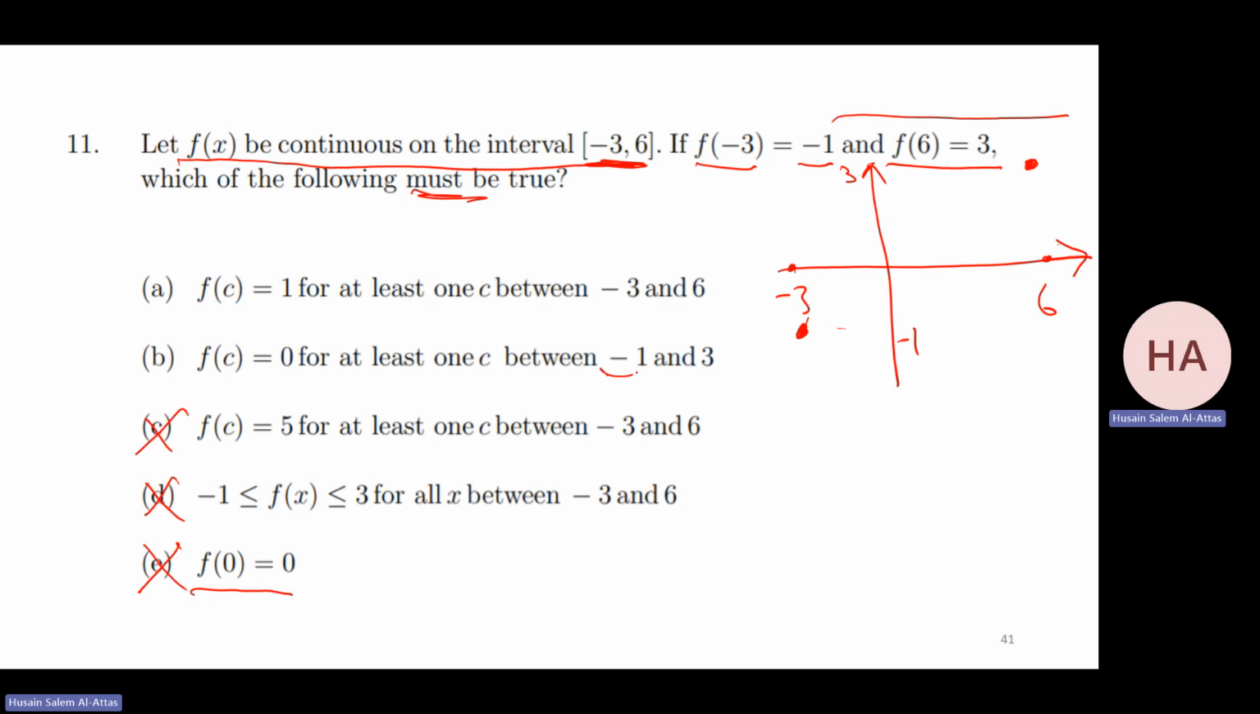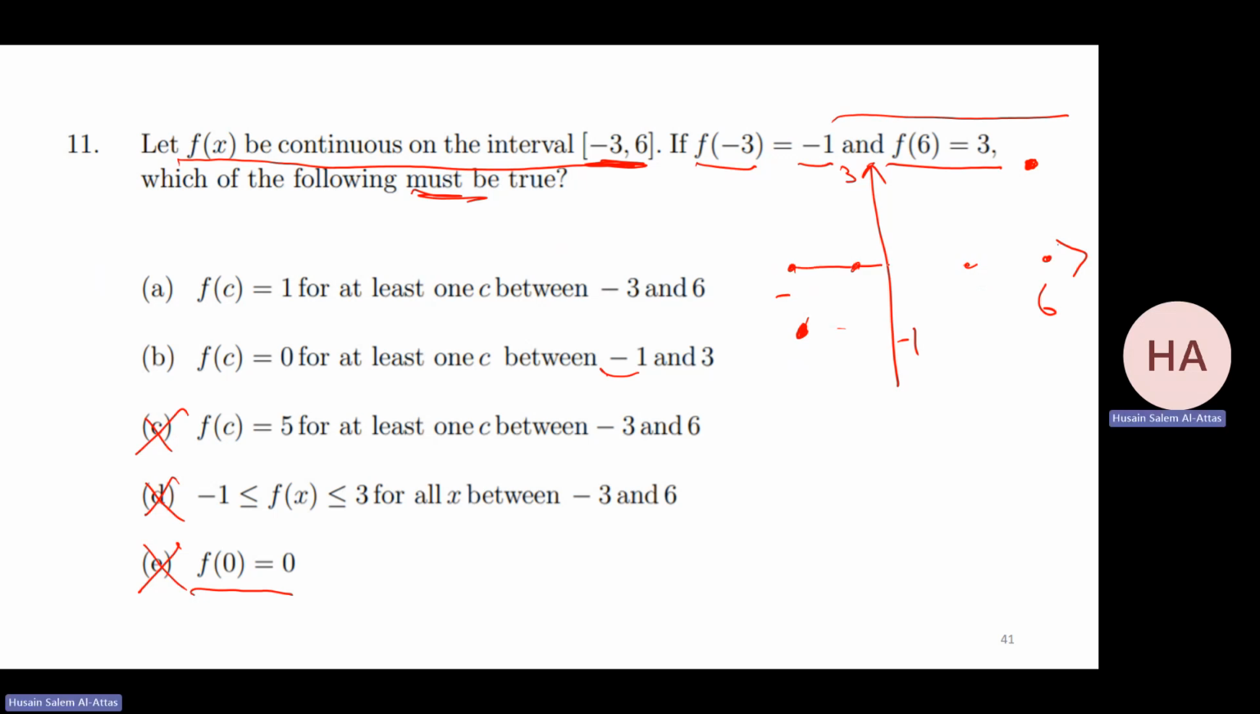If we say f of c equals 0, but for what? For some c between minus 1 and 3, between minus 1 and 3. It's also wrong. It says f of c equals 0. I can do like this. So it's not equal 0 here. It will not cross. So it's wrong.